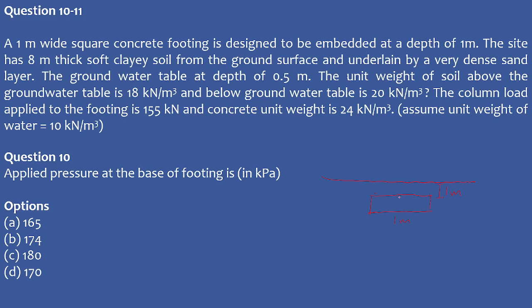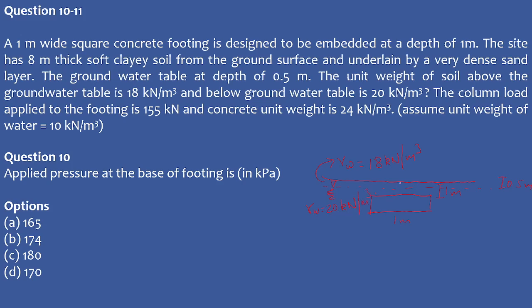and the groundwater table is at a depth of 0.5 meter. So this depth is 0.5 meter, and here we are having the water table. The unit weight of the soil above the groundwater table, gamma at the top layer, we are having as 18 kilonewton per meter cube, and below the groundwater table gamma is 20 kilonewton per meter cube.